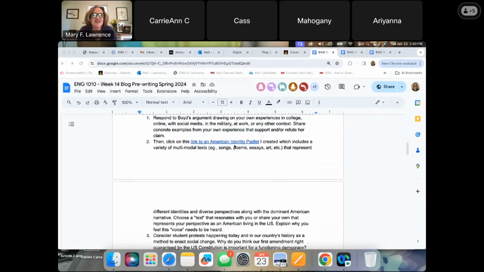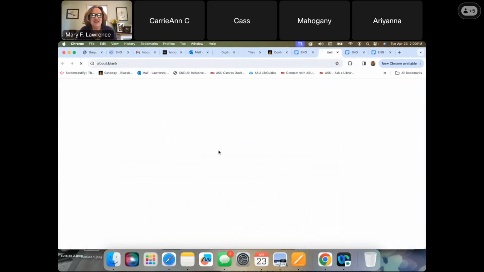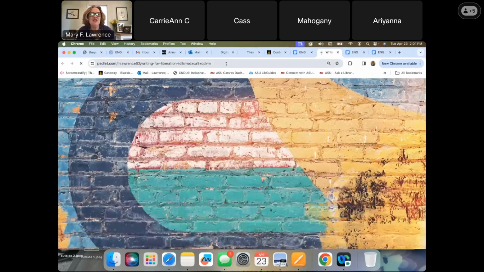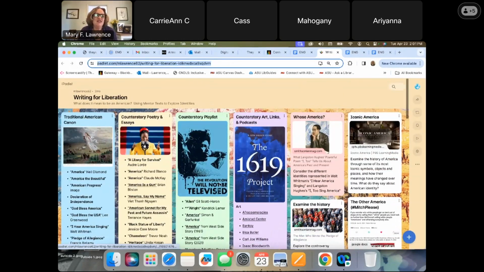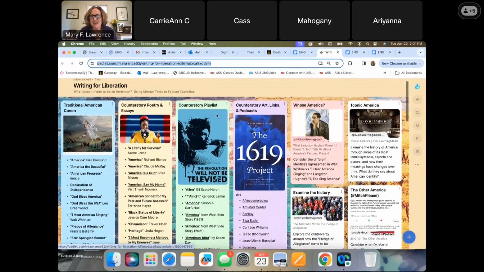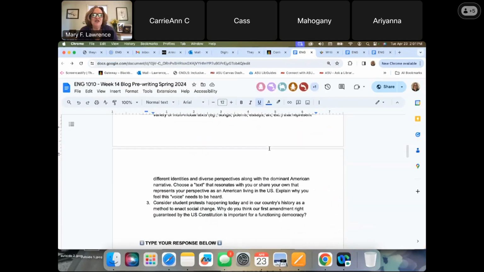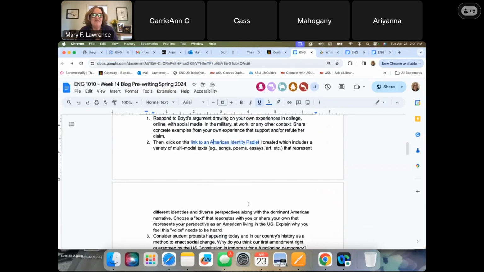So the other piece is this American Identity Padlet. So I want you to just maybe take 5 minutes, scroll through this link. I'll put it in the chat. Or you can just click on it anyway. Scroll through this and choose a poem or a song or something that you think expresses your view, that represents your perspective, your view of what American living in the United States is all about.